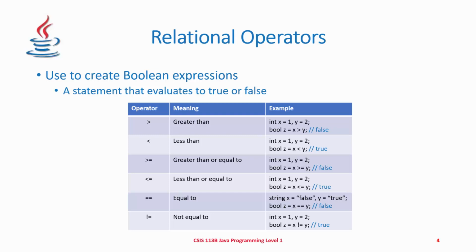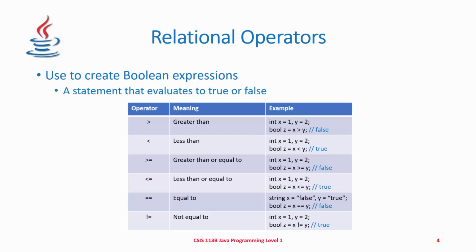The next operator is the less than operator, checking to see if something is a lesser value than another. Again, we have an example on the far right with x being 1, y being 2, and in this case, when we compare x to see if it is less than y, it is less than y, so that is a true statement. So that means that the z variable would be assigned the value of true.